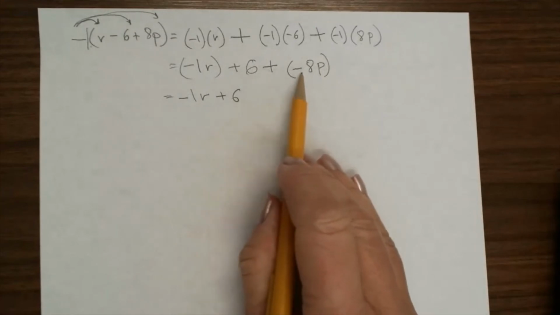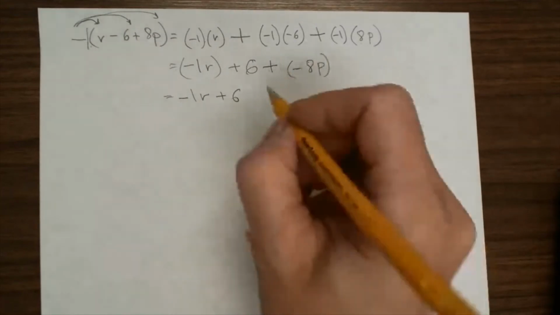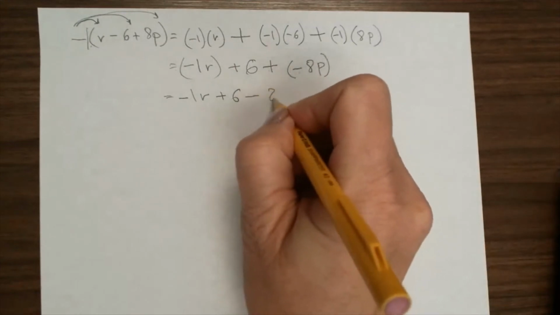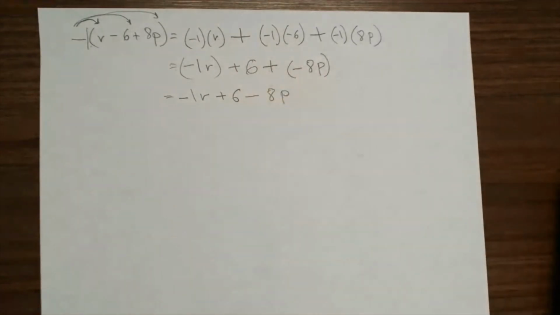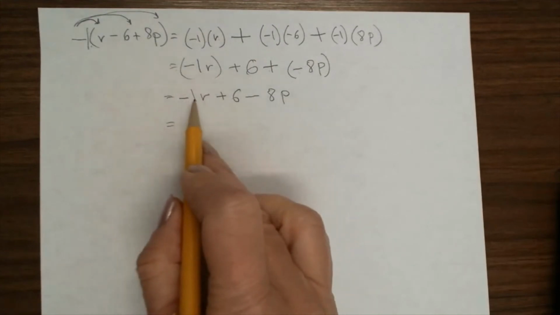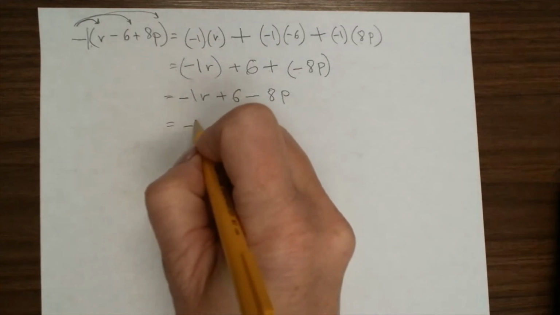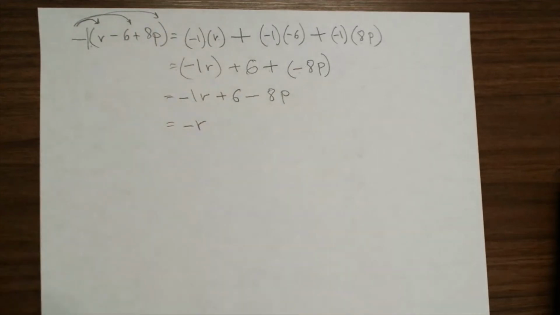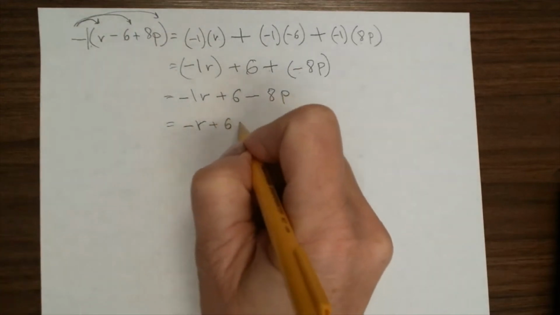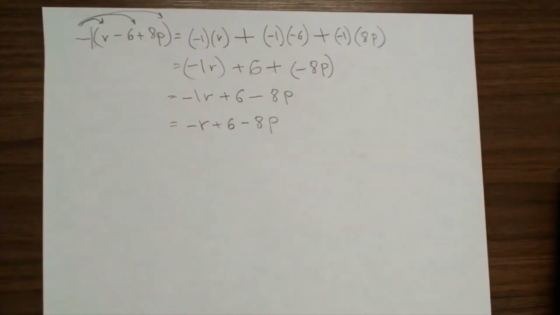We have plus minus. Bad guys win. So it will be minus 8p. And the only thing we need to do, mathematicians do not write 1 here. So the pretty answer will be negative r plus 6 minus 8p. And this is the final answer.